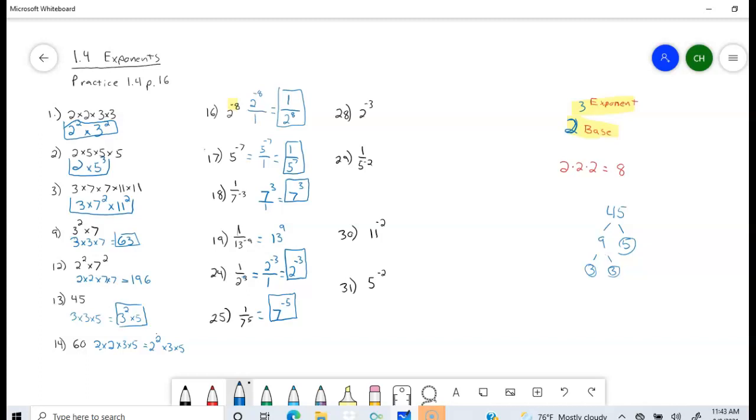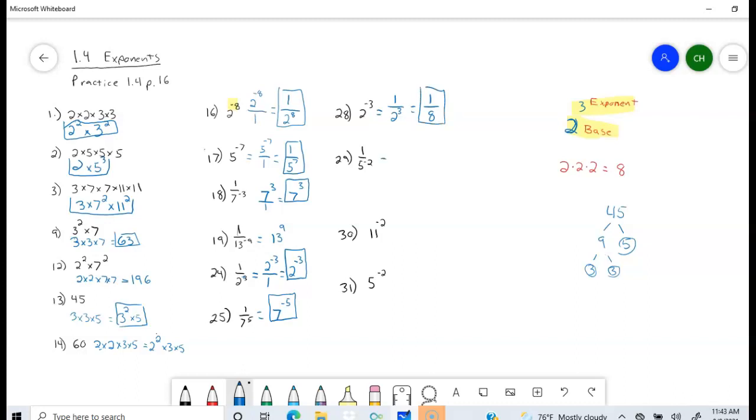Let's see, number 28 through 31 wants us to express using positive exponents. Then we're going to expand it and multiply it. So we want to solve this. I'm going to make the exponent positive first, drop it like it's hot. That is 1 over 8, because 2 to the 3rd power is 8. 2 times 2 is 4, times 2 is 8.